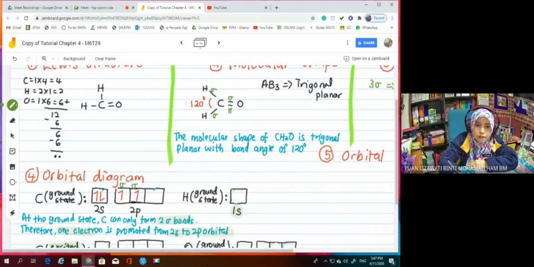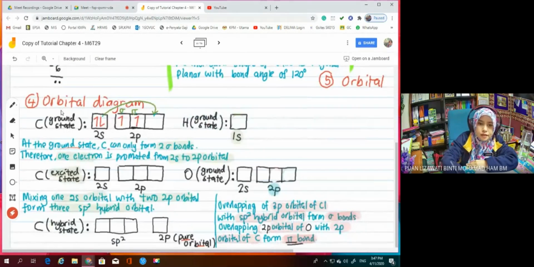So therefore, 1 electron from 2s has to be promoted to 2p. You can write the explanation like this: at the ground state, carbon can only form 2 sigma bonds. Therefore, 1 electron is promoted from 2s to 2p orbital and it will form the excited state. At the excited state, there are 1, 2, 3, 4 single unpaired electrons in order to form 3 sigma bonds and 1 pi bond.